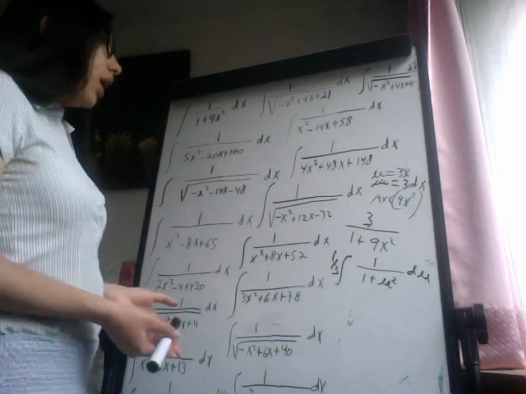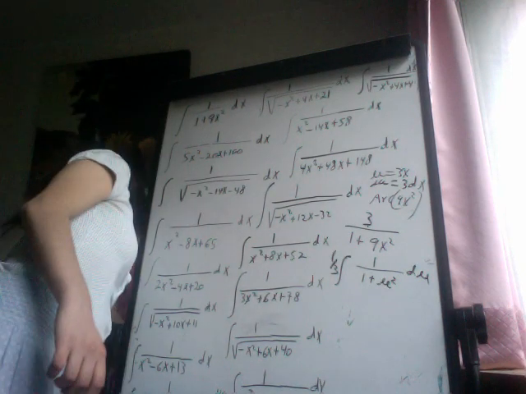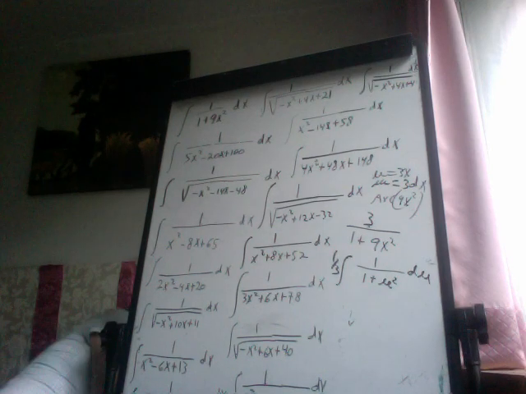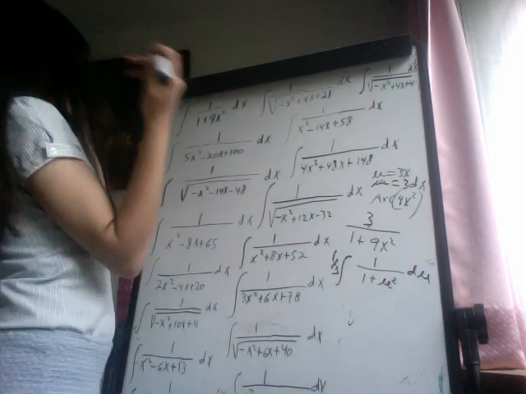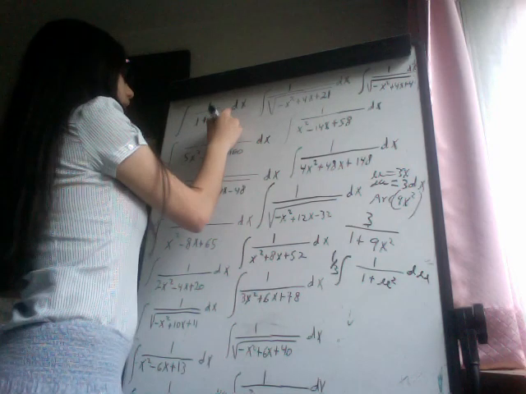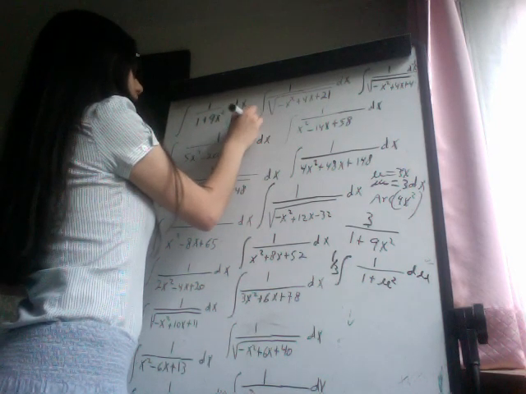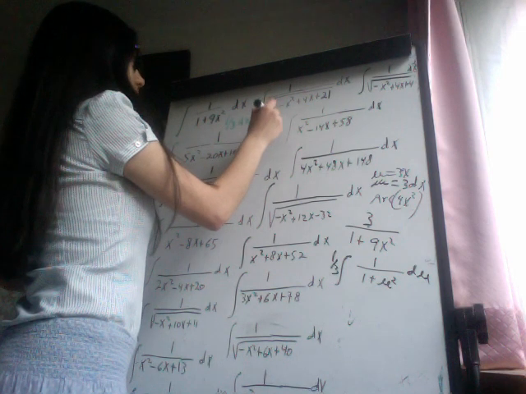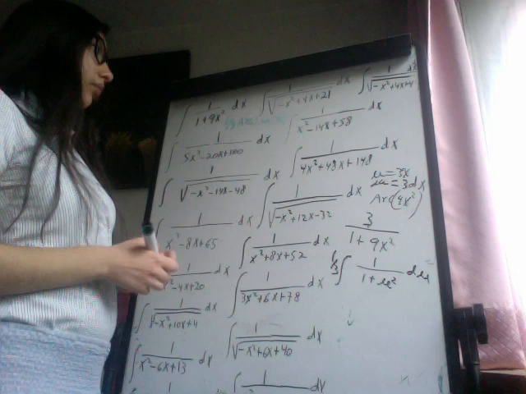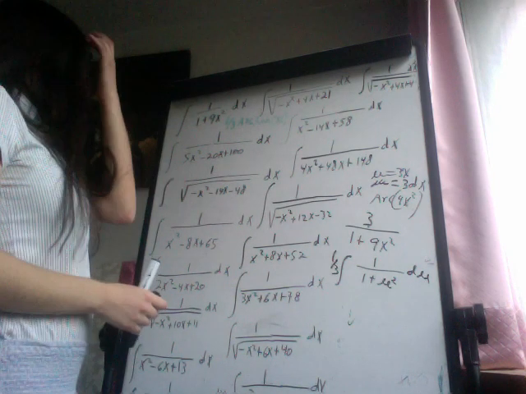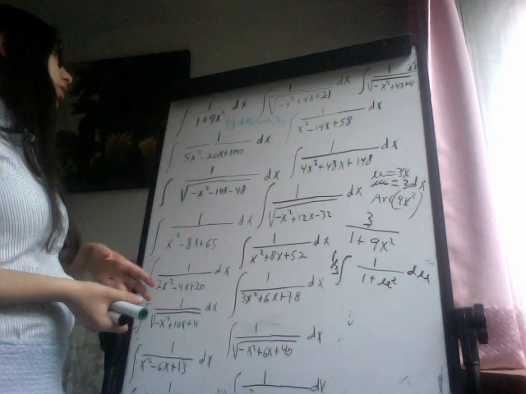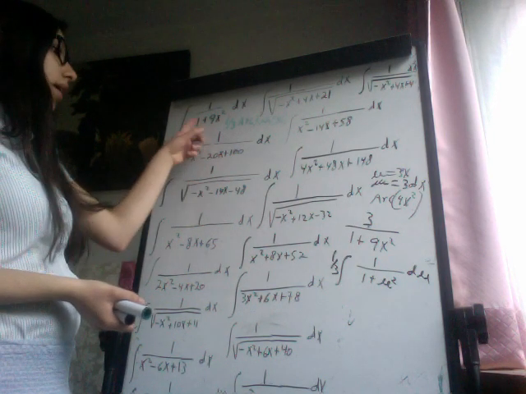Alright, so now the integral is 1/3 arctangent of 3x. That's it. Now, for this one, we need to do an arrangement. The arrangement is called complete the square, and try to put it as this one.